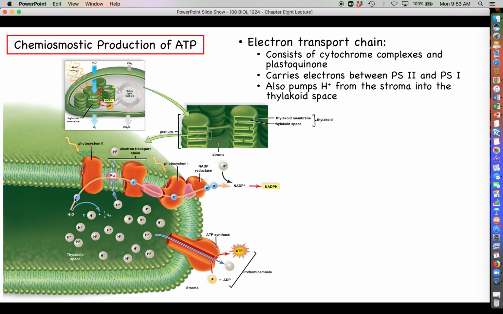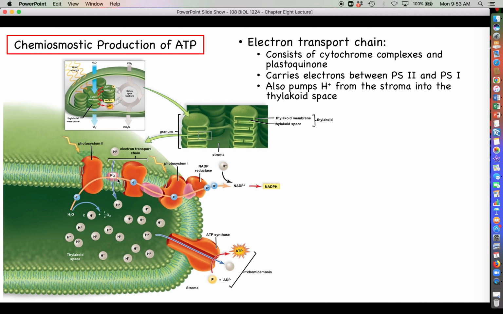As these high-energy electrons get passed along through the electron transport chain, we are going to pump hydrogen ions and produce a very large hydrogen ion gradient in the thylakoid space. And then ATP synthase is going to use this hydrogen gradient to synthesize ATP by chemiosmosis. So that's everything for the first half of the light reactions.